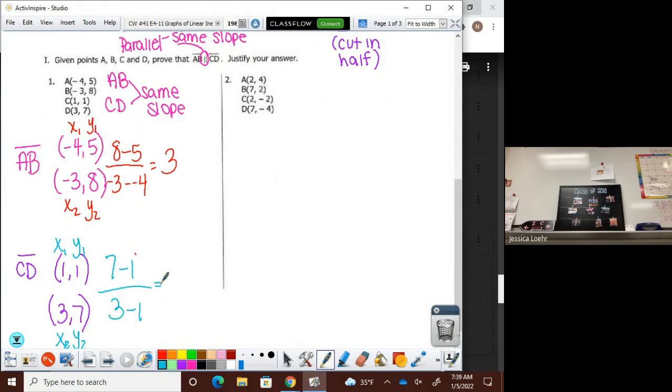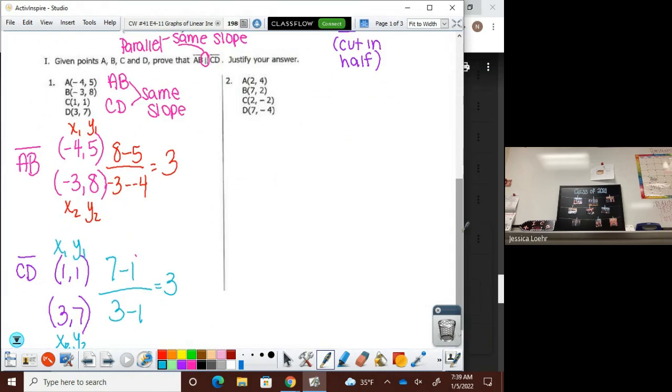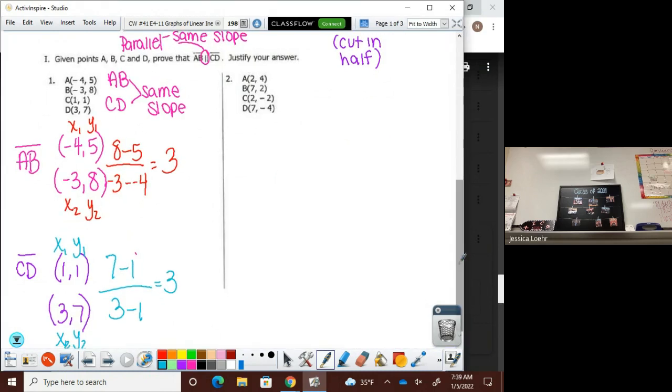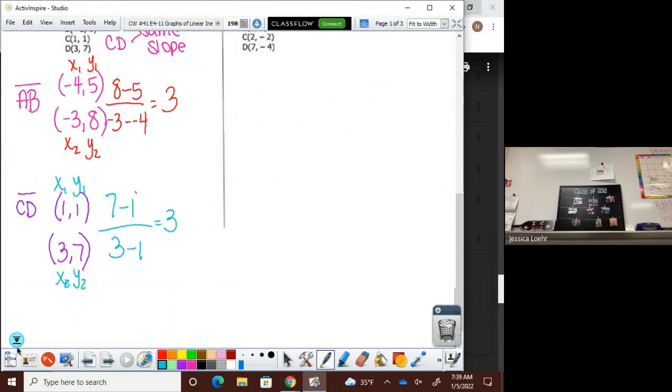And when you plug this in, you end up getting 6 over 2, which is just 3 as well. So then you have to make a statement. And this is why I'm saying you guys are probably not going to like this, because you have to actually write a sentence. Very rarely do I make you write a sentence because I'm really here to just grade your math and your numbers. But unfortunately, when you're doing proofs, you have to write a sentence. Very important, the wording of this sentence, okay? So the sentence must be the same sentence I'm writing. AB is parallel to CD because they have the same slope.